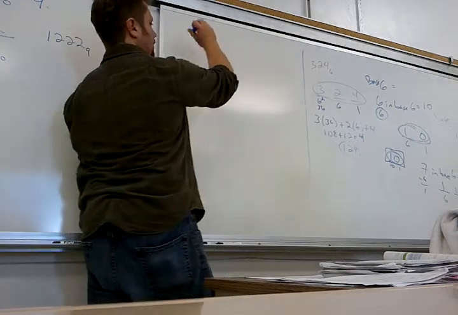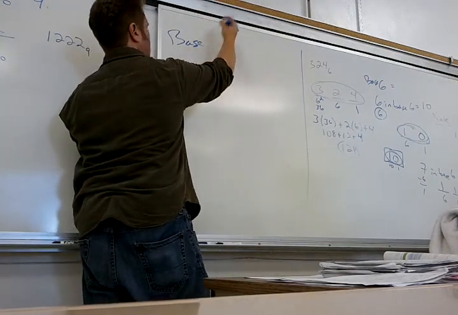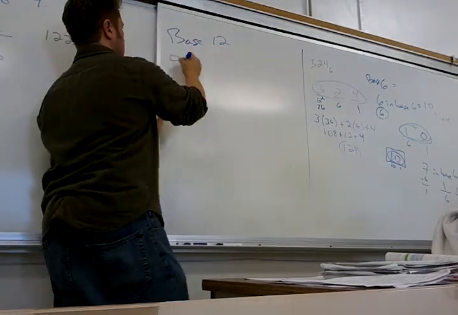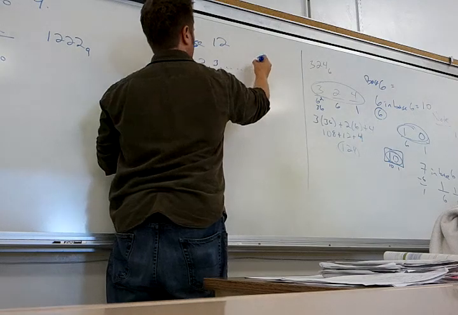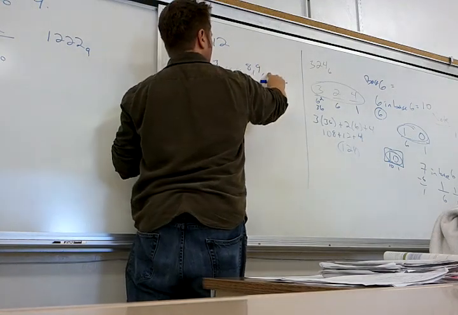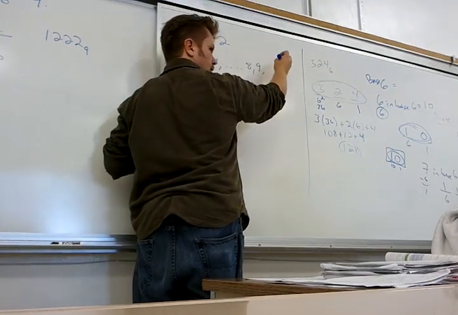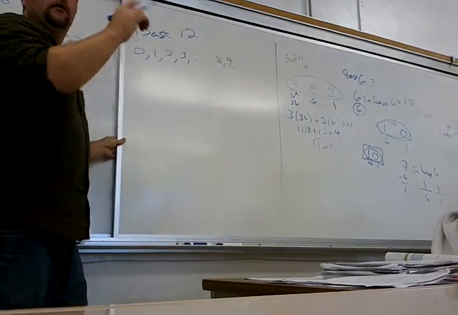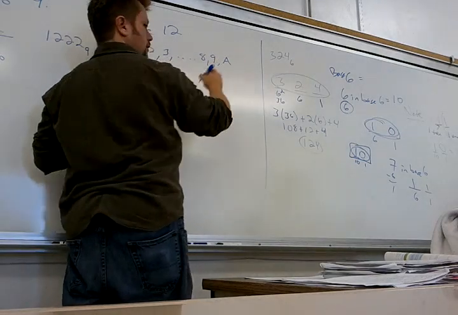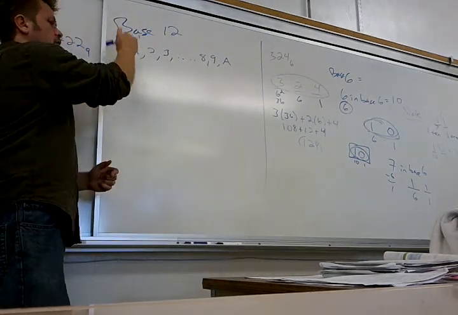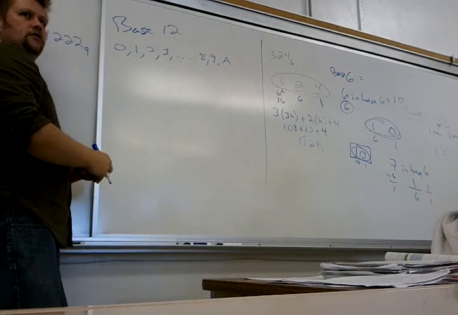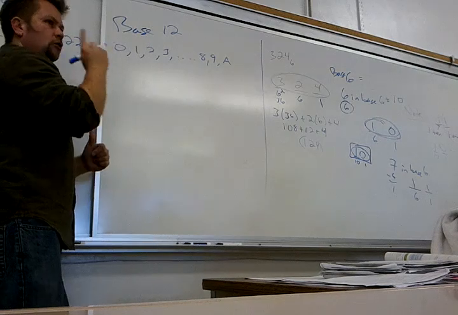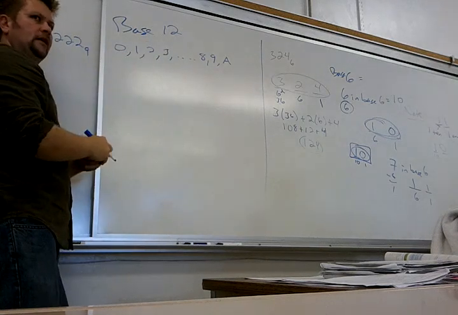So last little thing, let's just do base 12. Which means I need 0, 1, 2, 3, up to 8, 9. I need a single digit for 10, don't I? Yeah. So, A. I can't use 0 because 0 means 0. So we just choose to use A. So in base 12, what does the symbol A mean?